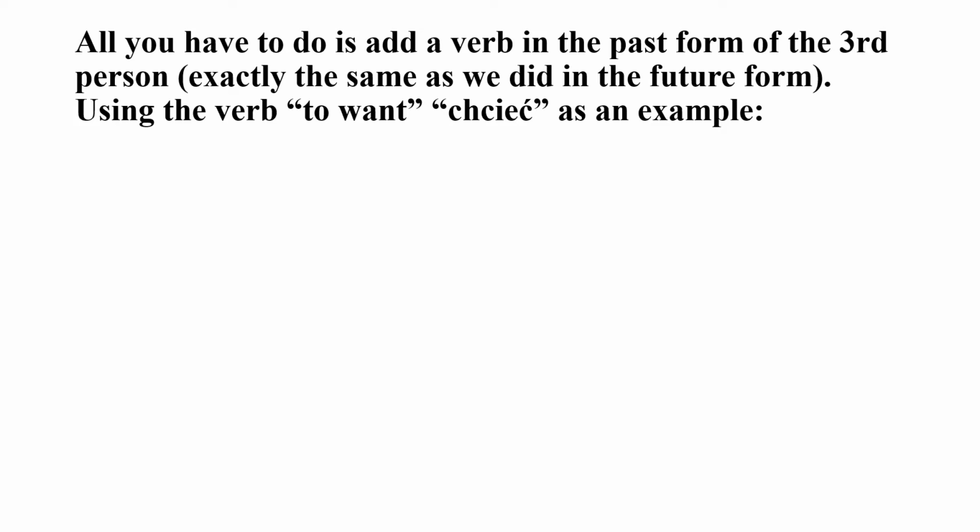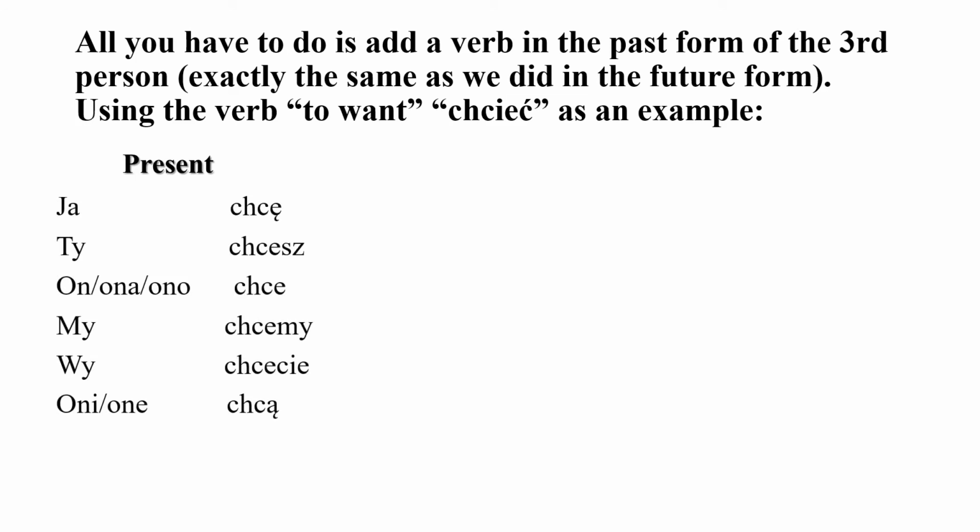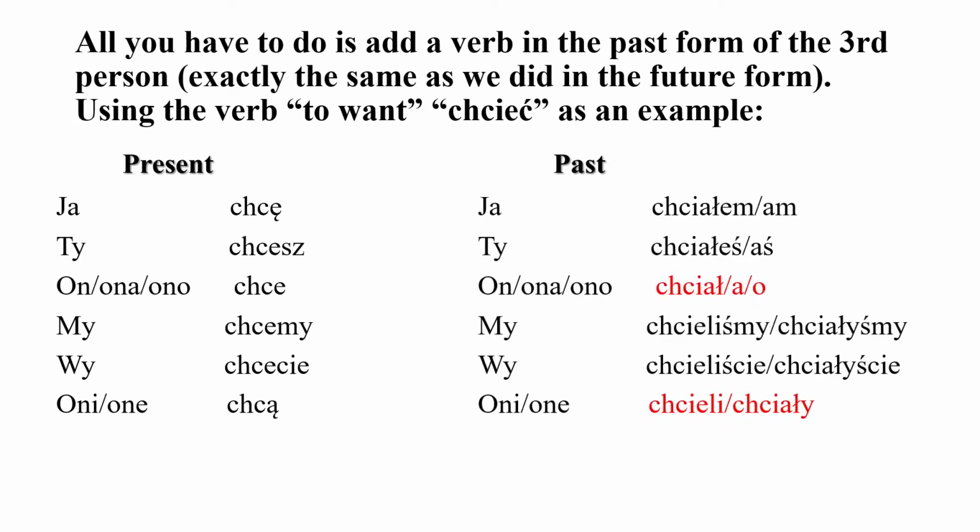Okay, using the verb to want, which means chcieć in English, as an example. In the present, I say ja chcę, ty chcesz, on, ona, ono chce, my chcemy, wy chcecie, oni, one chcą. We agree on this. In the past, we say ja chciałem or chciałam, depending on the gender. Ty chciałeś, chciałaś. On, ona, ono, chciał, or chciała for a girl, chciało for neutral. My chcieliśmy, chciałyśmy. Wy chcieliście, chciałyście. Oni, one chcieli, chciały. So I want you to focus on the third person of the past form.